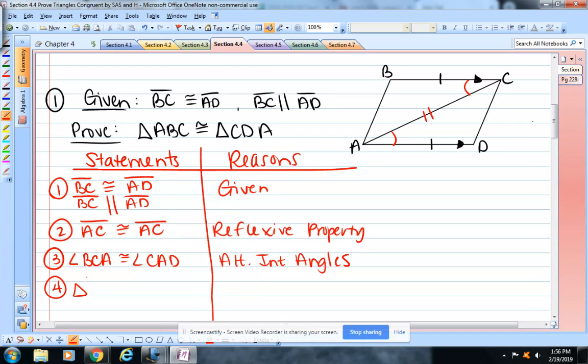Triangle, make sure you write them in the correct order, is congruent to triangle CDA. Side, angle, side. Congruence postulate. So that's it. Look for reflexive. If they tell you parallel lines, then look for alternate interior, consecutive interior, all those things that you know about parallel lines. Okay? Good deal. So it wasn't so bad.